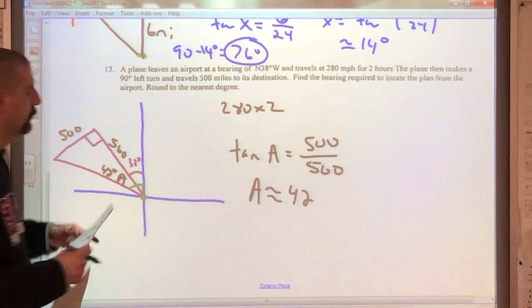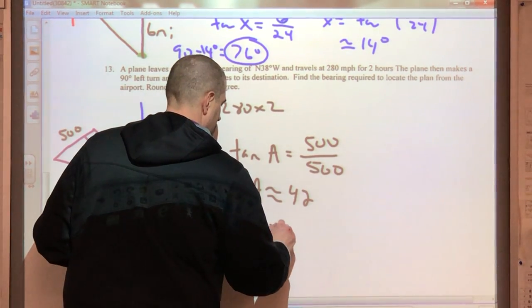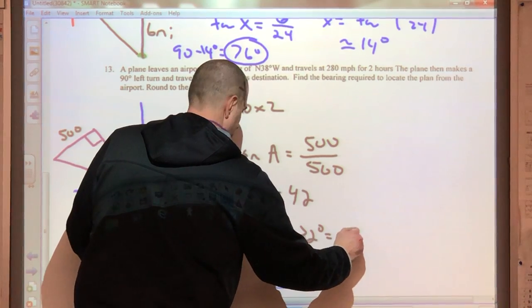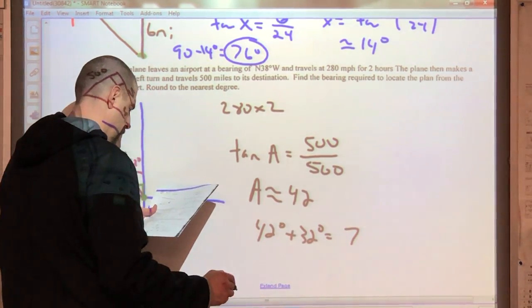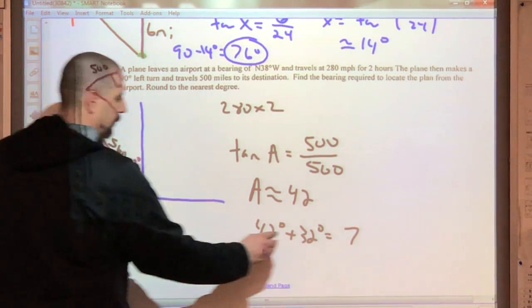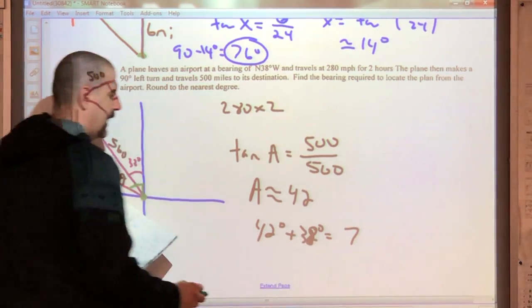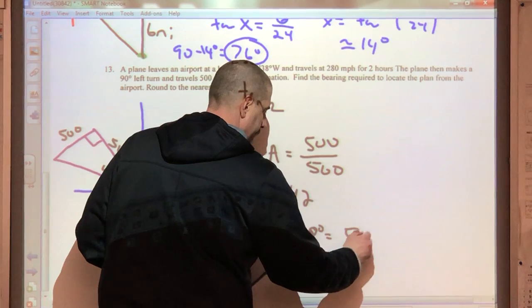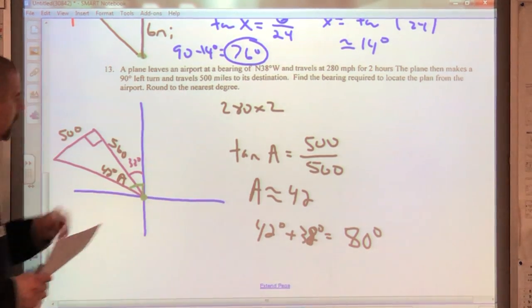So we're going to take 42 plus 38. That's going to be 80 degrees. Sorry, yeah, it's 80. I can't read my own writing sometimes.